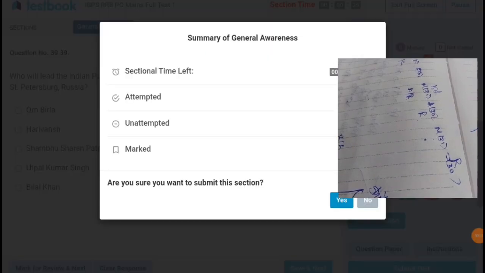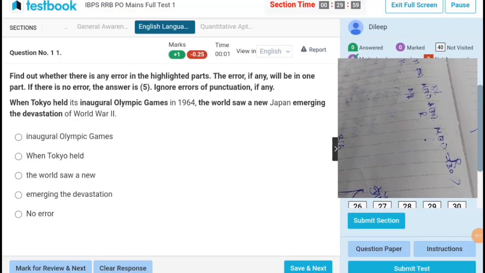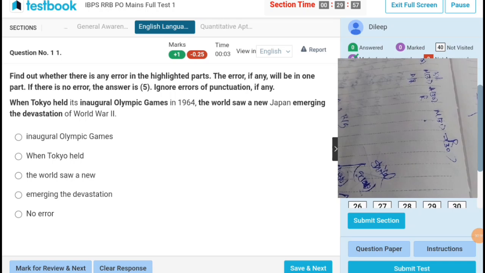So submit this section. Yes. Next, English.